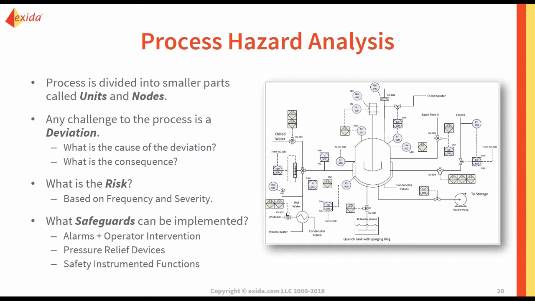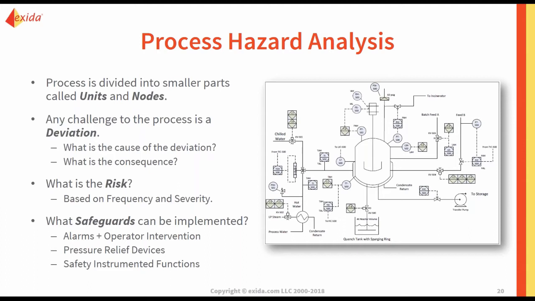Any challenge to the process is called a deviation, and you need to document what causes the deviation and what is the consequence. So a popular one is high pressure. If there's high pressure in the reactor, what was the cause of that? Maybe it was the BPCS failed, and what's the consequence? In some cases, if it's the ultimate consequence, you could have a rupture in the reactor and an explosion. You need to document what is the risk, and the risk is based on the frequency of the cause and the severity of the consequence.